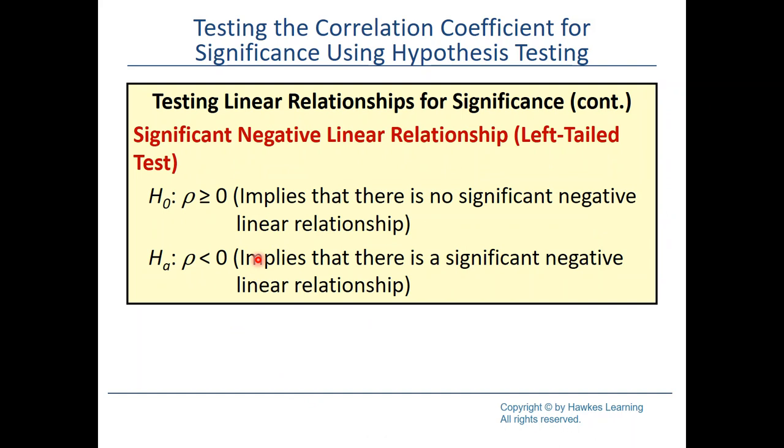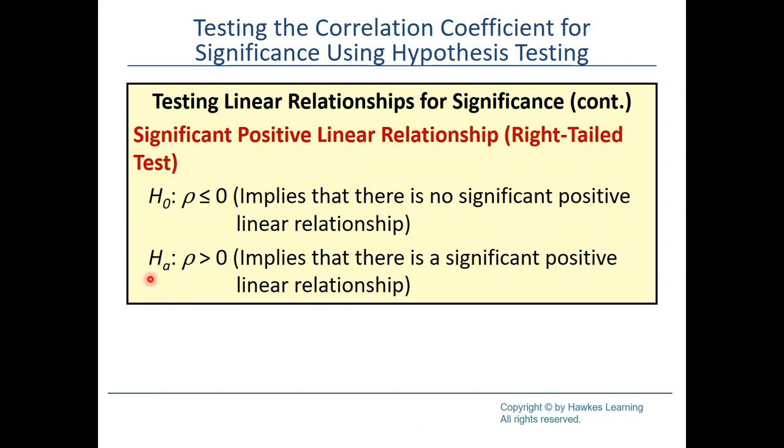Again, looking at that alternative hypothesis that the Pearson coefficient is less than 0, meaning that we are implying that there's a negative relationship. And for a right-tail test, again, looking at that alternative hypothesis, your Pearson coefficient is going to be greater than 0, meaning that we have a positive linear relationship.